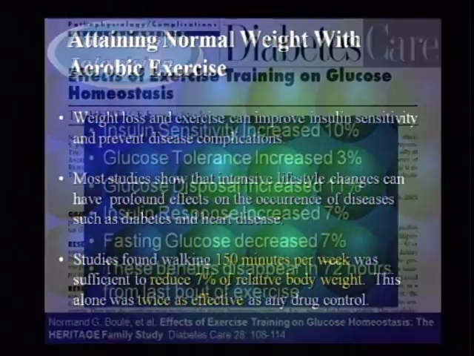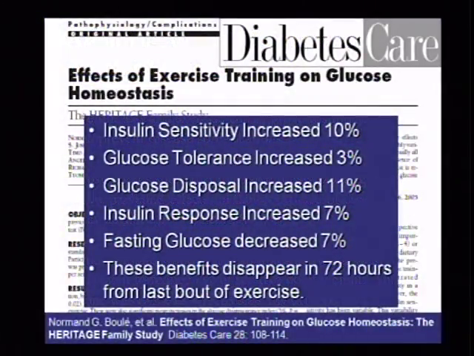Now the effects of exercise training on glucose. Here you are in the slide. You see insulin sensitivity increased 10%. Glucose tolerance increased 3%. Glucose disposal increased 11%. Insulin response increased 7%. Fasting glucose decreased 7%. These benefits disappear in 72 hours from the last bout of exercise.